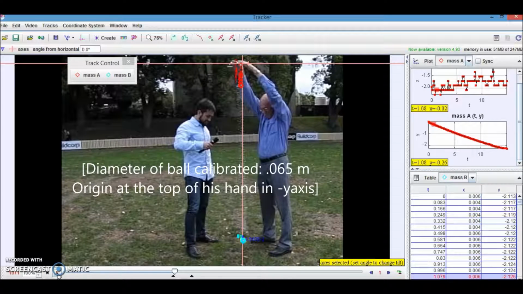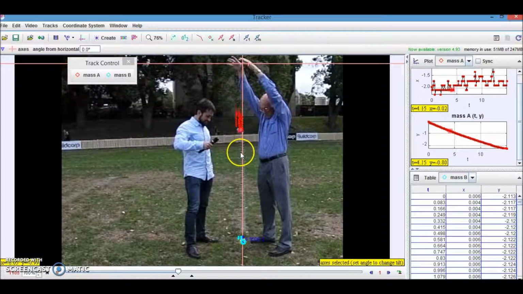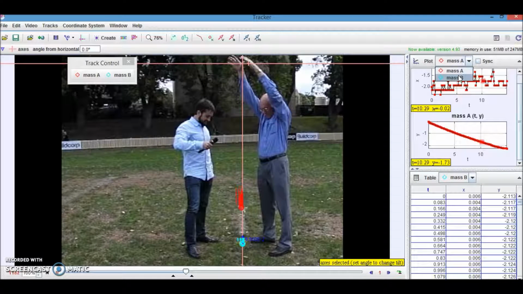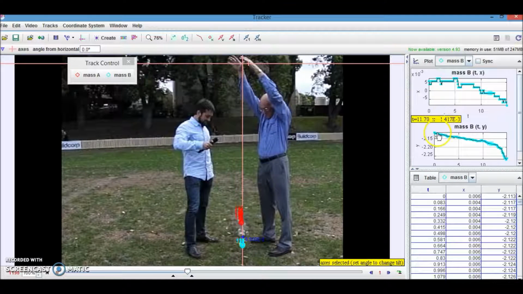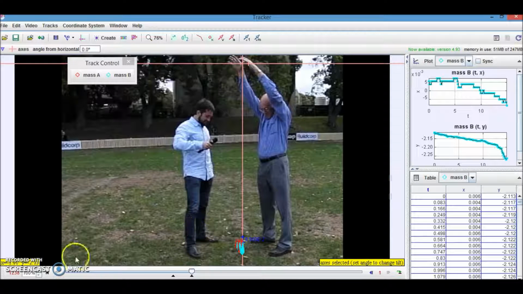Here is the tracker video. As you can see, as the top of the Slinky is going downwards, the line that it makes is pretty linear. And when it comes in contact with the ball, you can see the ball starts off going in a straightish line, but when the force of the Slinky is greater on the ball, it accelerates faster.